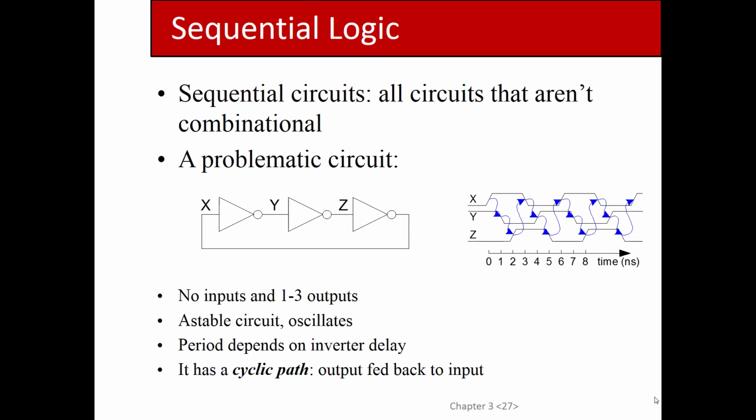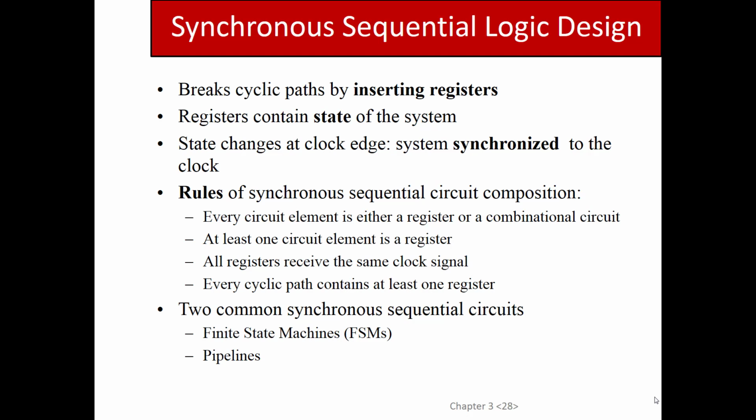Every cyclic path contains at least one register, and that's because, again, you don't want to have cycles in purely combinational logic. So I also mentioned pipelines. There are these finite state machines, which are a way to design simple sequential logic circuits, generally for sequencing operations, like when you want to design a controller for something.